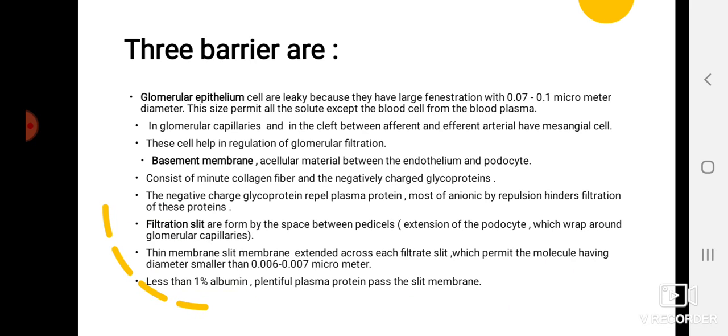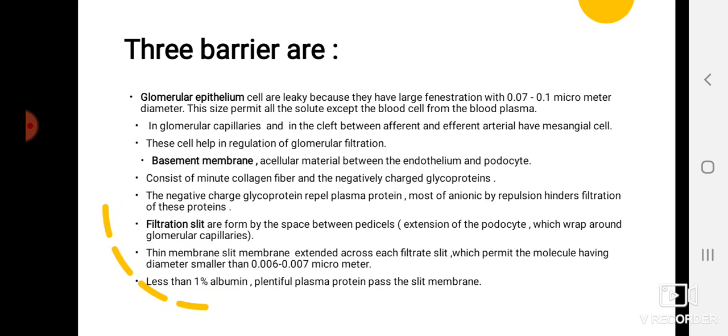That slit membrane is extended across each filtrate slit. There is a filtrate slit, that is the space between the podocytes. This thin membrane extended. Which thin membrane? That is the slit membrane. There is a slit membrane over the space between the pedicels. So they also have pores whose diameter is 0.006 to 0.007 micrometer.